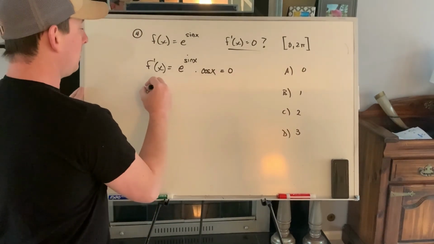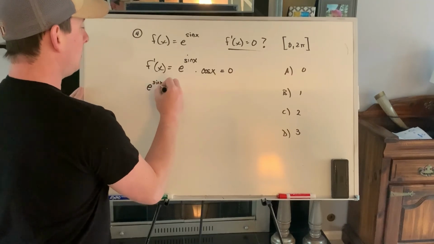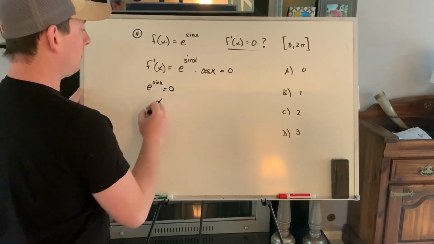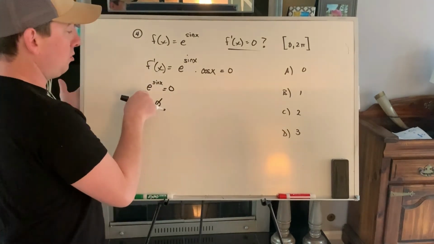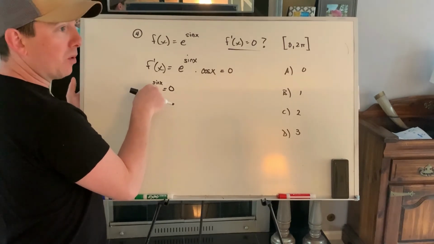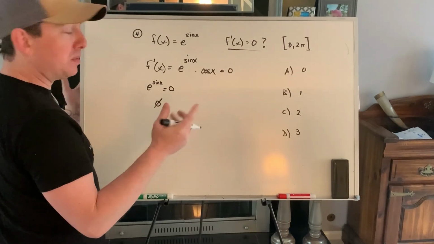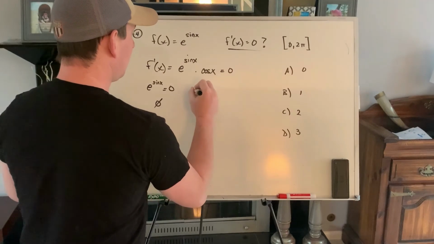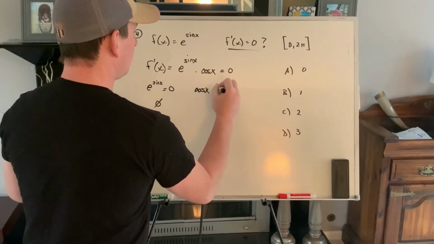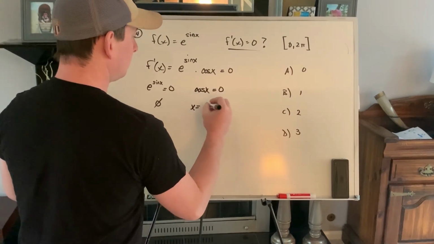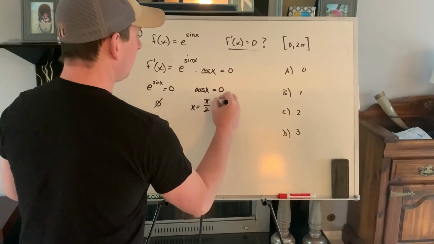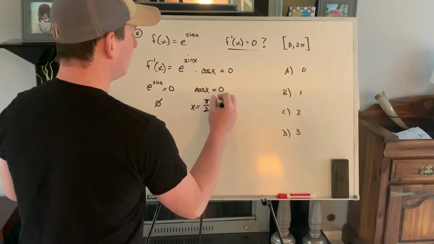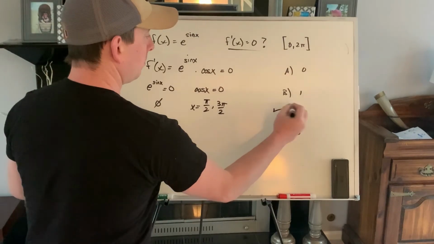Well, e to the sine of x is never going to equal 0. This is 2.7 and change. No matter what I raise it to, it's never going to be 0. And we've got cosine, and that equals 0 at pi over 2 and 3 pi over 2. So there you go, 2.